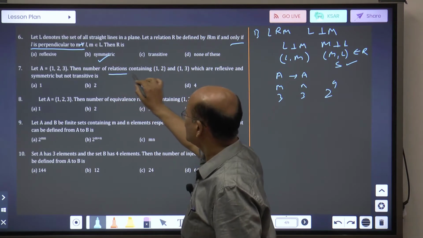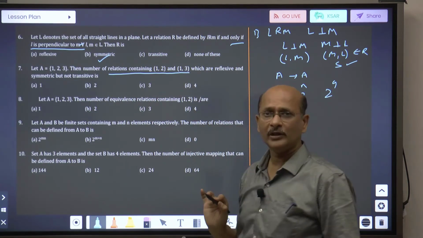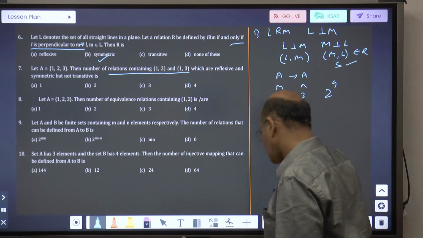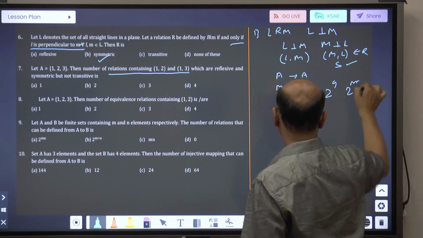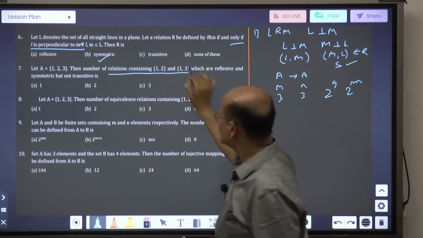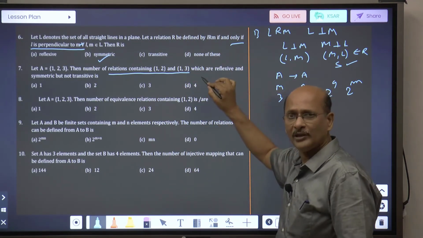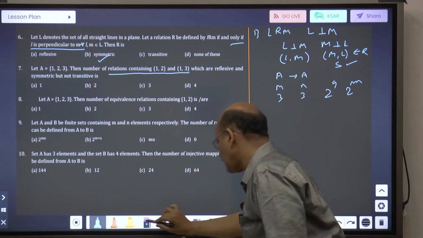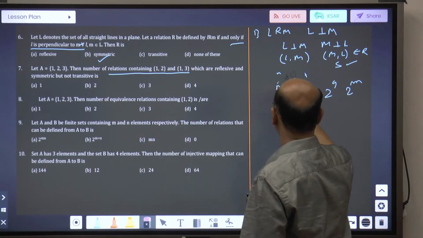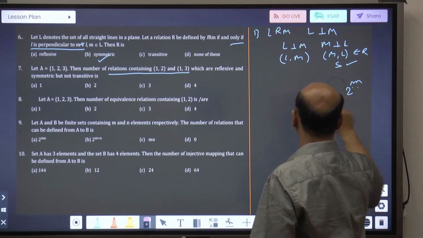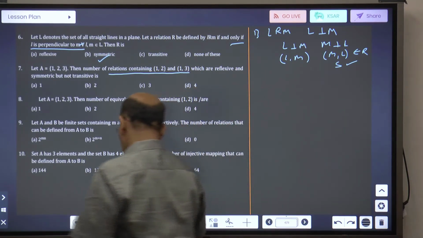The number of relations containing (1, 2) and (1, 3). So you have to be careful now. The 2 raised to mn formula will not work because there is a condition. Only those relations which have (1, 2) and (1, 3) in them. So let us see and quickly work it out. You also think, I will also think on myself. Hurry up, fast.